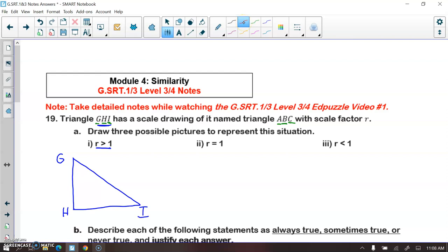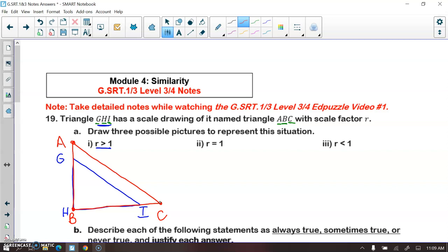But with a scale factor of greater than 1, if H is the center of dilation, then that means that it stays where it's at, and H corresponds with point B, and B to A would be a larger segment. B to C would also be a larger segment by the same amount. And this would be a way to demonstrate that we took triangle GHI, we used a scale factor that was greater than 1 to get triangle ABC.